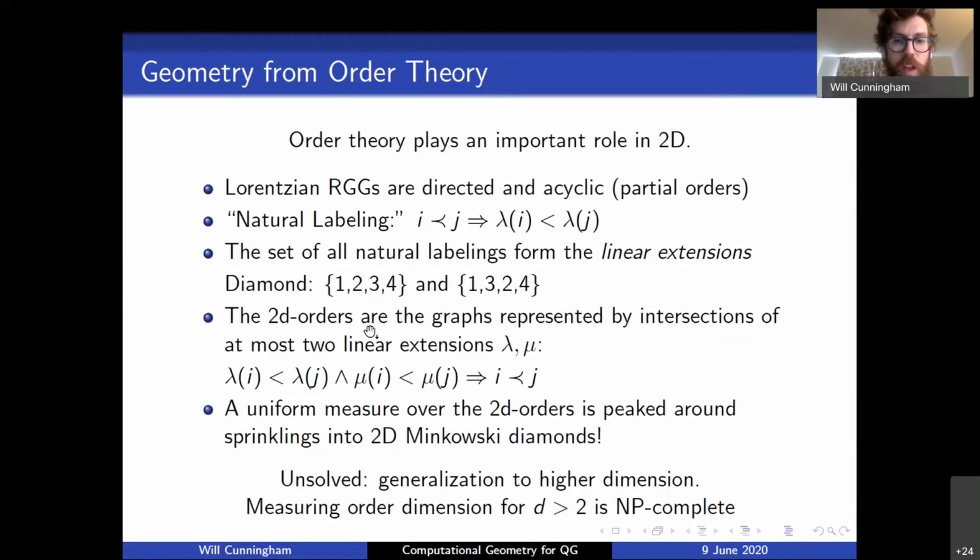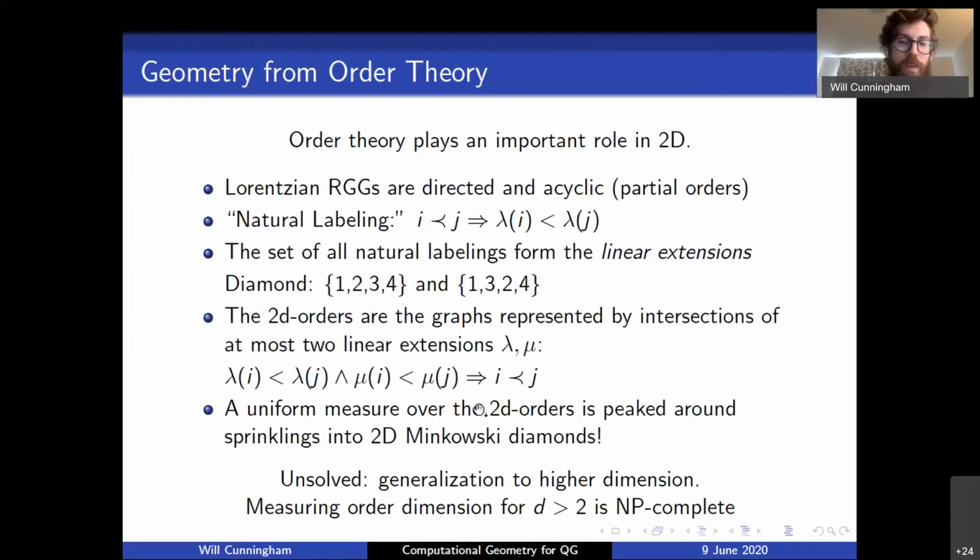So the 2D orders are graphs represented by intersections of at most 2 linear extensions. And we say that as in this diamond example, if the order relation exists in both, then you add the corresponding link between those nodes in the graph. This is one way to construct, for instance, some ensemble of geometric graphs. One very important result is that a uniform measure over the 2D orders is peaked around sprinklings into 2D Minkowski diamonds. This is very interesting.